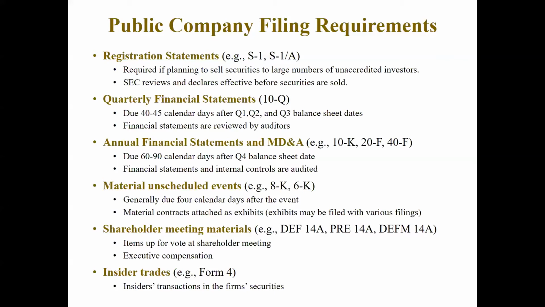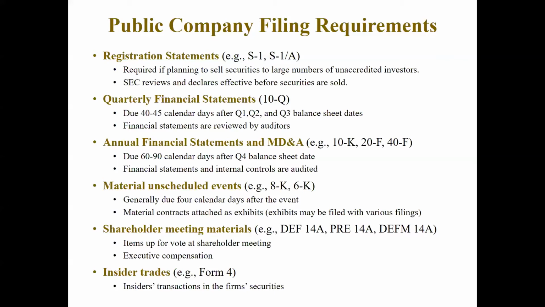Okay, when material unscheduled events happen, like a merger or a bankruptcy or a significant new agreement, a company will file an 8K, or a 6K if it's a foreign issuer. Those are generally due 4 days after the event. Material contracts are attached as exhibits to these 8Ks. So if the company signs a material contract, it's got to be attached to the filing.